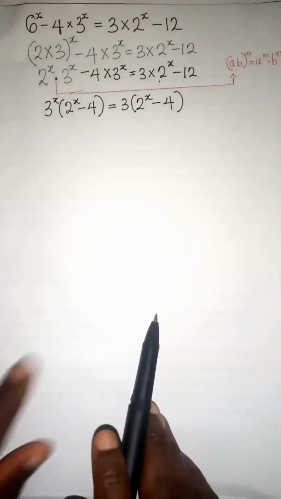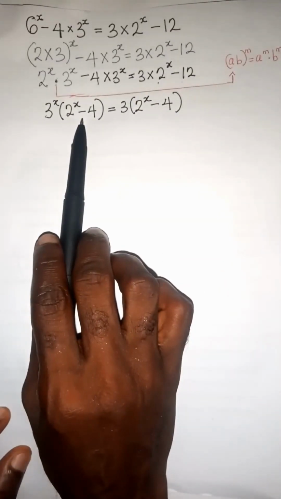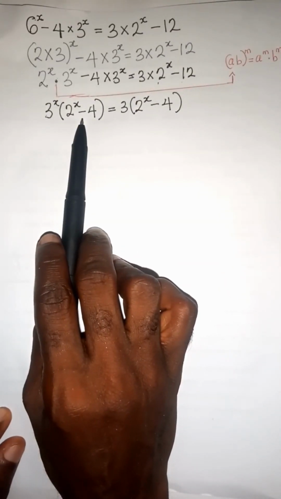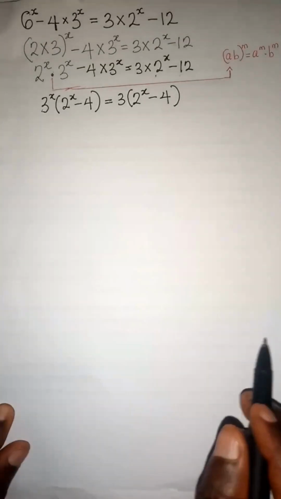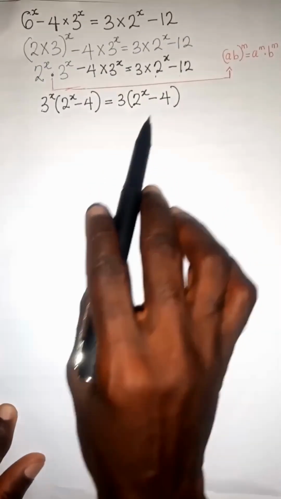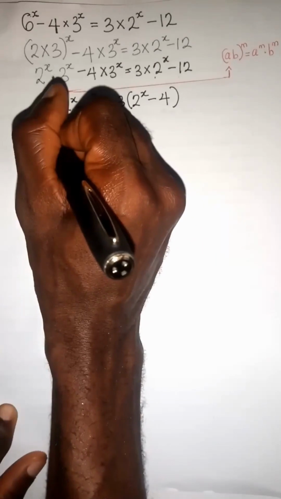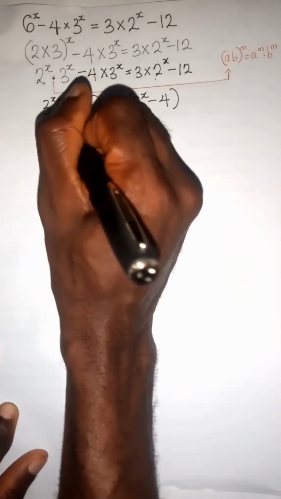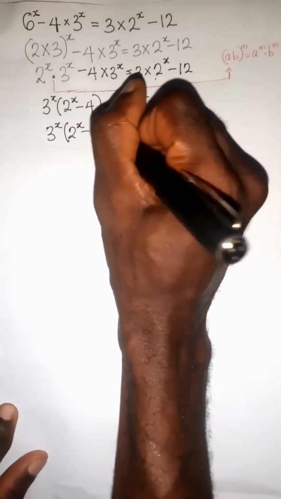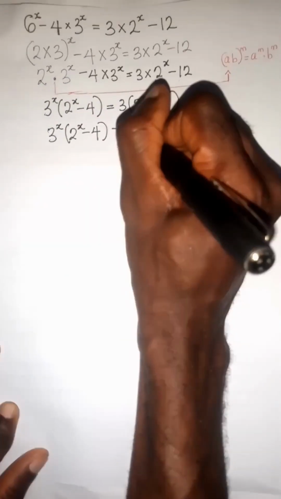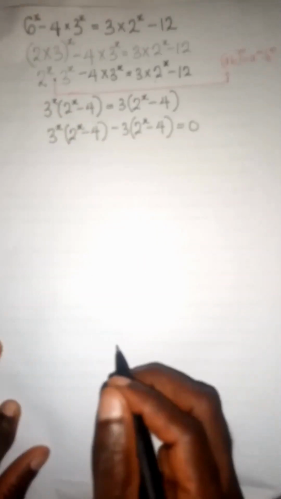Now, I know at this stage you might be thinking of cancelling out 2 to the power of x minus 4. That would be a very great mistake in mathematical terms, especially with the peculiarity of this equation. So the best thing to do is bring this one to this side. We subtract it from both sides, so the equation becomes 3 to the power of x times (2 to the power of x minus 4) minus 3 times (2 to the power of x minus 4) equals 0.